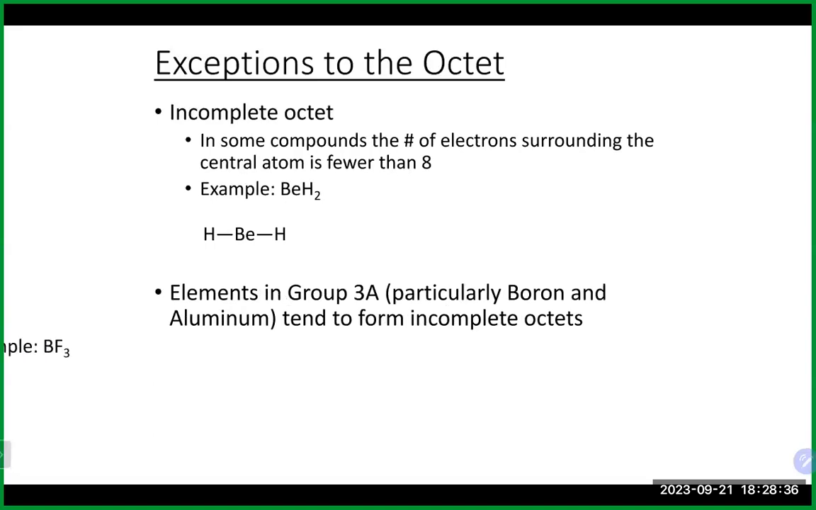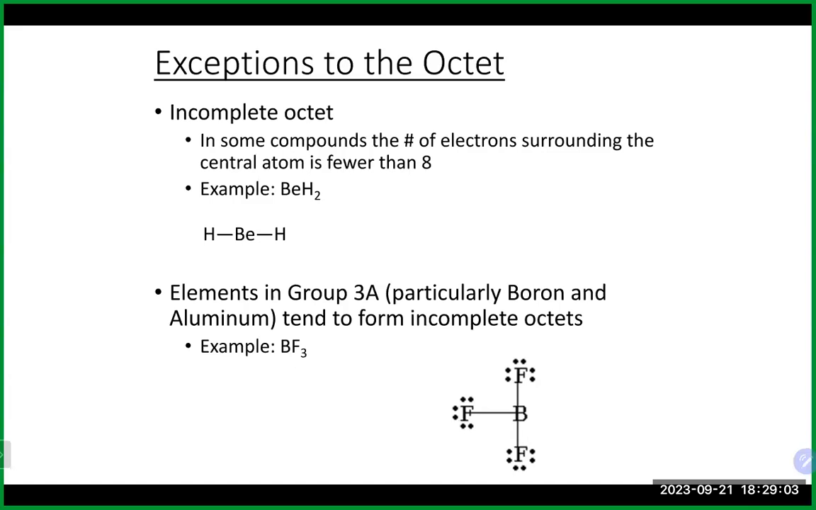One of the most important things is the idea of the exception to the octet rule. Although we beat into your head, don't go over 8, there are going to be a lot of ones that go over 8. But there are some exceptions to the octet rule. The first one is what is referred to as an incomplete octet, which means you have less than 8 electrons around it.